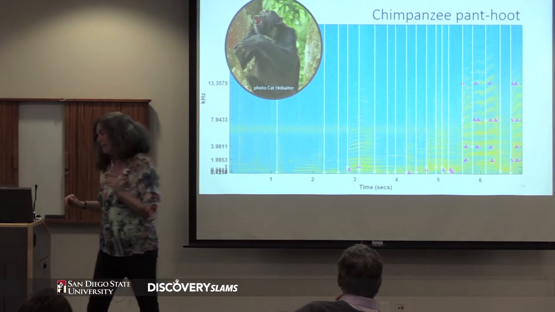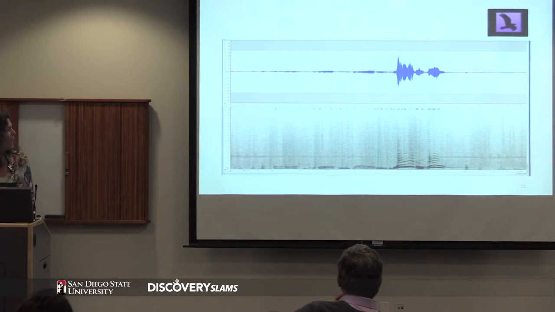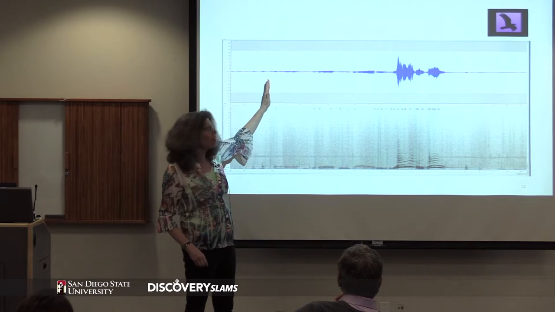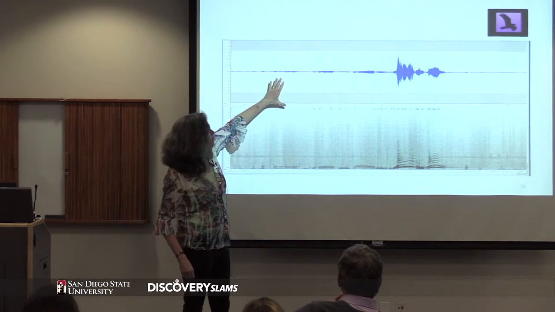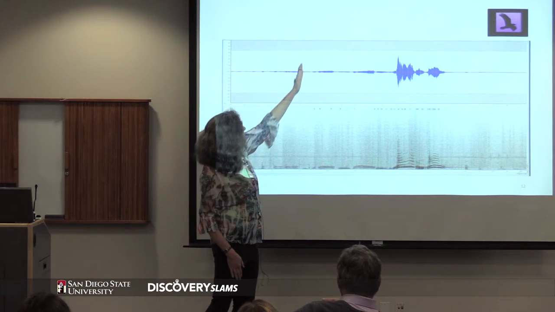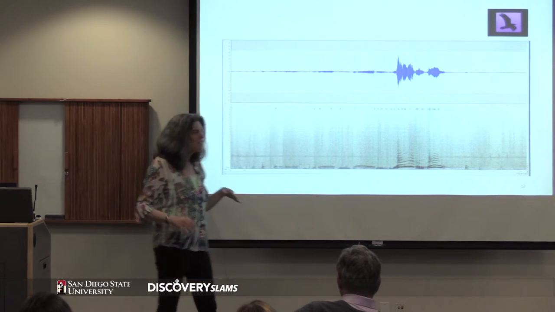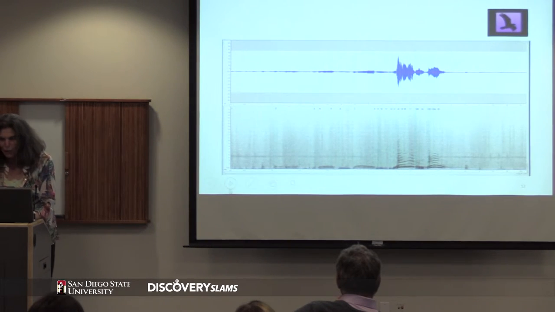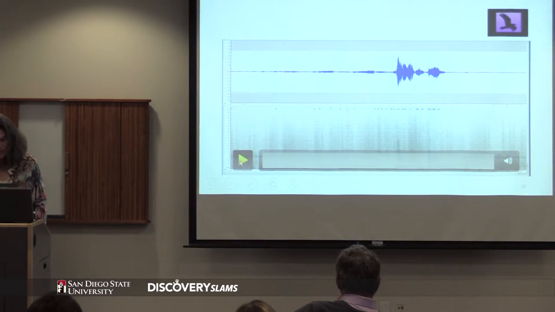Now, I'm going to play this for you, and I apologize for the very weak green lines that, unless you're in the front row, you probably can't see. This is software from Cornell called Raven that we're using to display this, and unfortunately, Raven does not have anything that lets you draw these lines much thicker than what we've got. But I will play it real quick so you can at least hear a chimpanzee pant hoot.